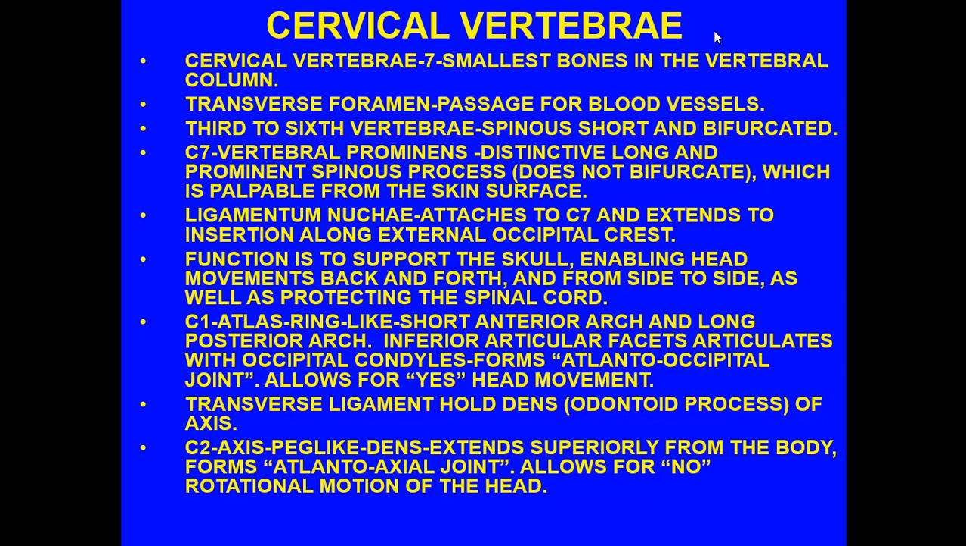The smallest bones in the vertebral column. The transverse foramen is a passage for blood vessels. You really only see that with cervical. The 3rd through the 6th vertebrae have a spinous process that is short and bifurcated, meaning forked. C7, the vertebral prominence, has a distinctive, long, and prominent spinous process. They don't bifurcate. And it's palpable from the skin surface. You just basically go back there and tap yourself in the back. Oh, yeah, I can find that.